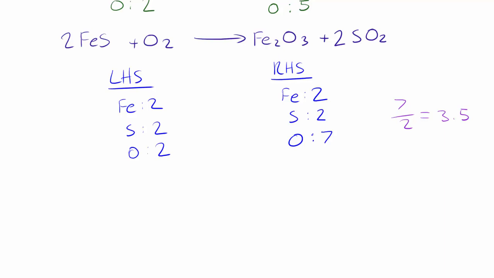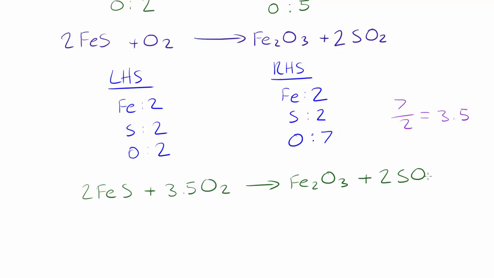So this is what I'm going to do. I'm going to put a 3.5 in front of the O2, okay, to try and get this to be balanced. 2 FeS plus 3.5 O2, that goes to produce Fe₂O₃ plus 2 SO₂. Okay.